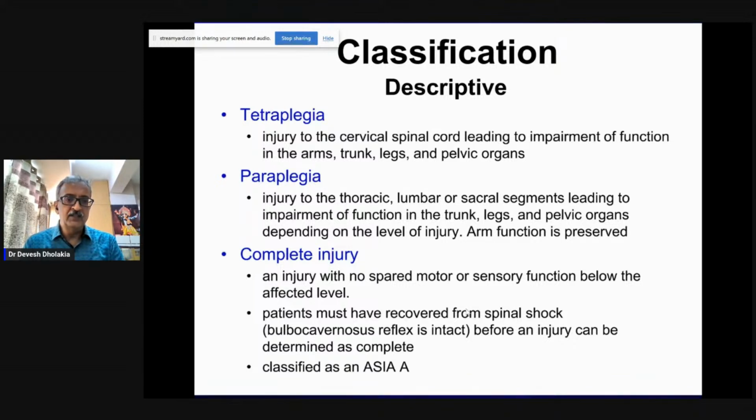Complete injury is when there's an injury with no spared motor or sensory function below the affected level. There is no movement or no sensation below the level of the injury. That is called a complete injury and is classified as ASIA. I'll tell you what ASIA is as we move along. When you're saying it's a complete injury, just be sure that the patient is out of spinal shock. We'll come to that also a little later. What is spinal shock? Before we label the patient as a complete or incomplete injury.